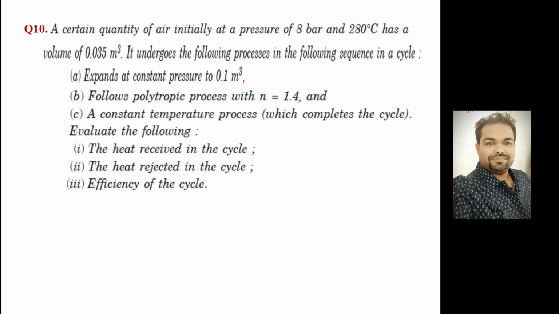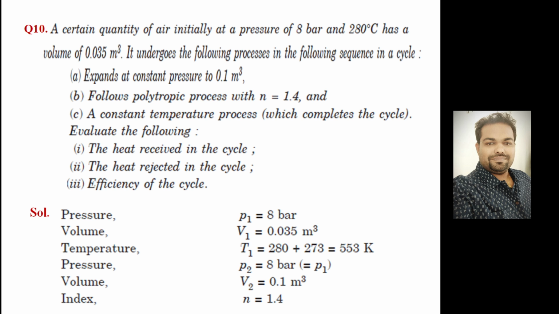Evaluate heat received in the cycle and heat rejected in the cycle, and the efficiency of the cycle. This is the problem. So what is given? Pressure 1, 8 bar, volume 1 is given, temperature 1 is already given, so I have written. Final pressure: it expands at constant pressure, so final pressure is also the same, 8 bar. And final volume is given, 0.1 meter cube. Polytropic index is given, 1.4.